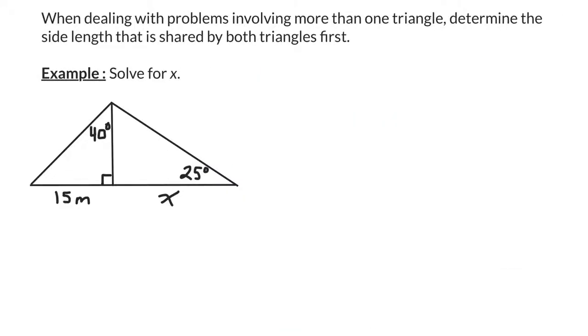In this example, I have two triangles that share a side. They have a side in common. When you're solving problems that involve more than one triangle, the best practice is to determine this shared side first, and then you'll have enough information to find all of your unknowns. I'm just going to label this shared side as A, and I'm going to solve for A.